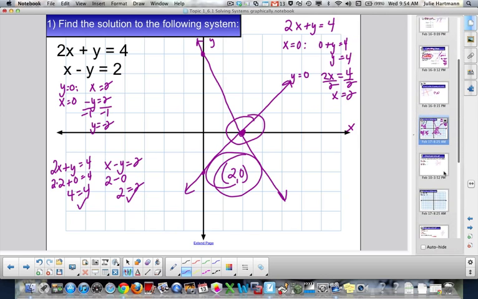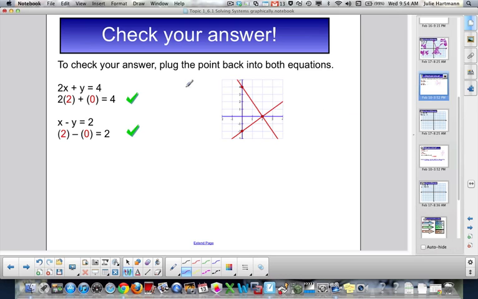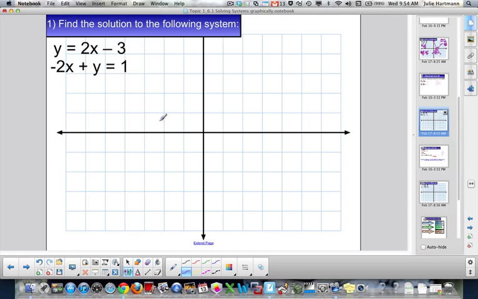Next, this shows you to check your answer, okay? And that's what I just did. Check your answer, plug the point back into both equations, and make sure it works, okay? So next, find the solution. The first graph, y equals 2x minus 3.